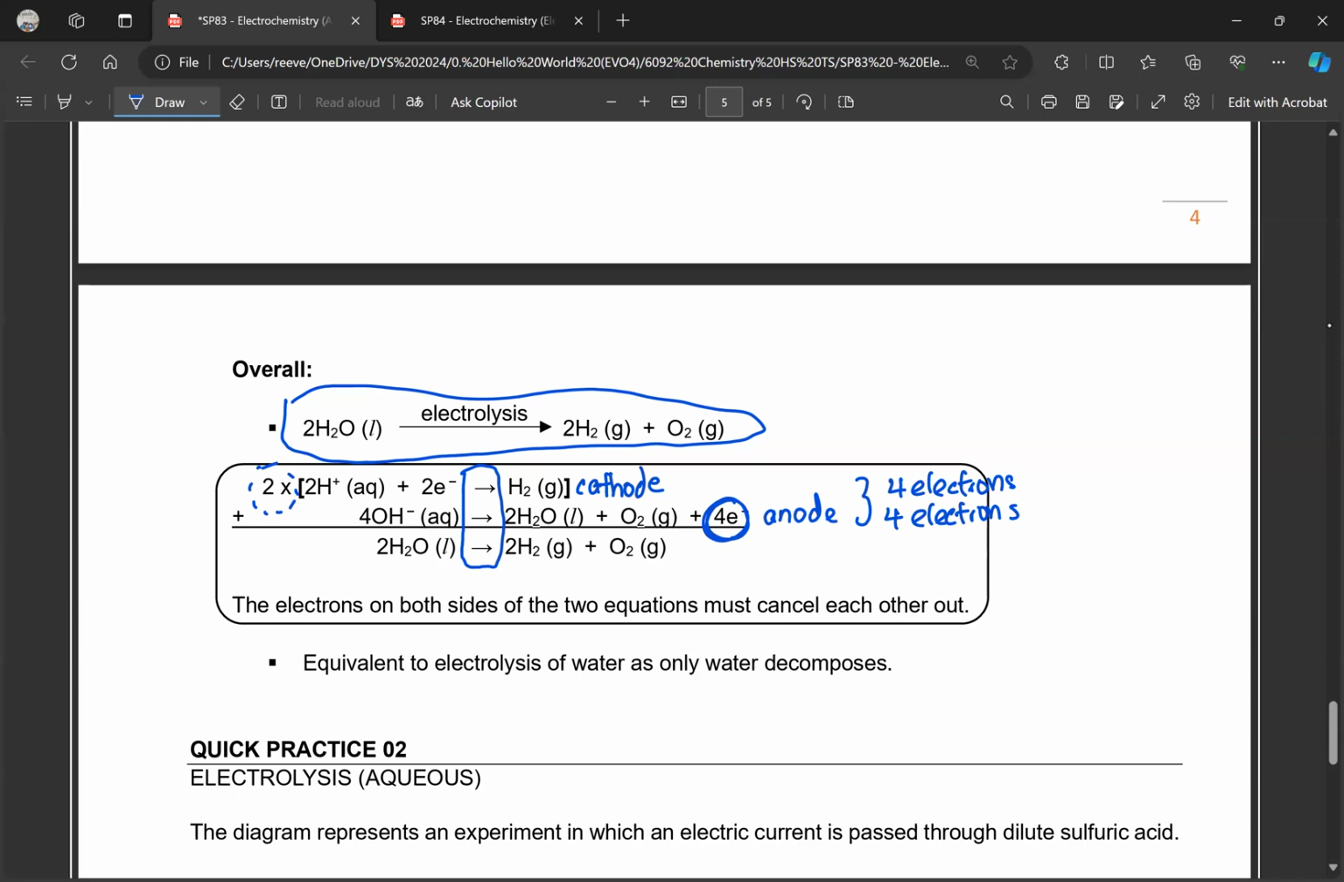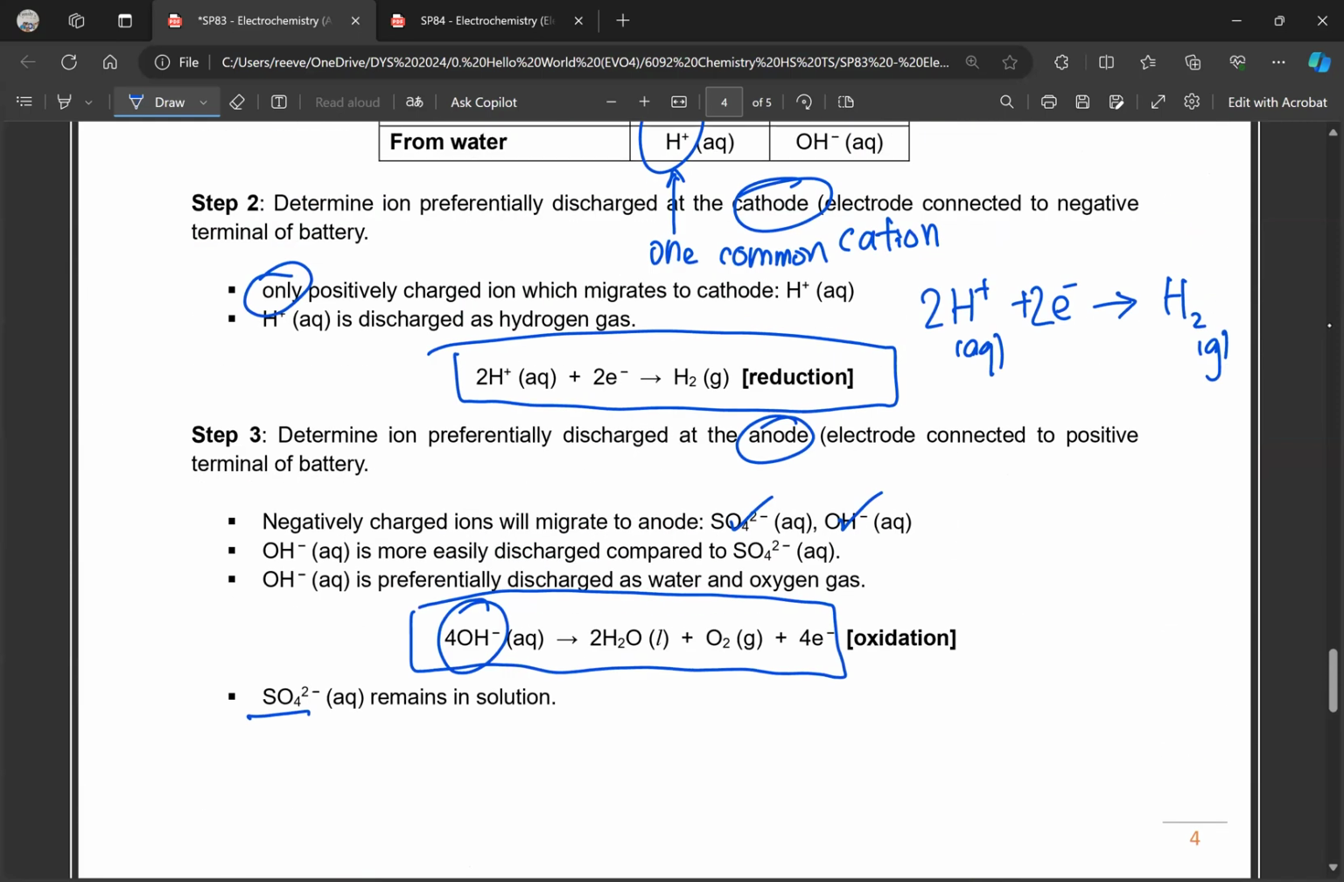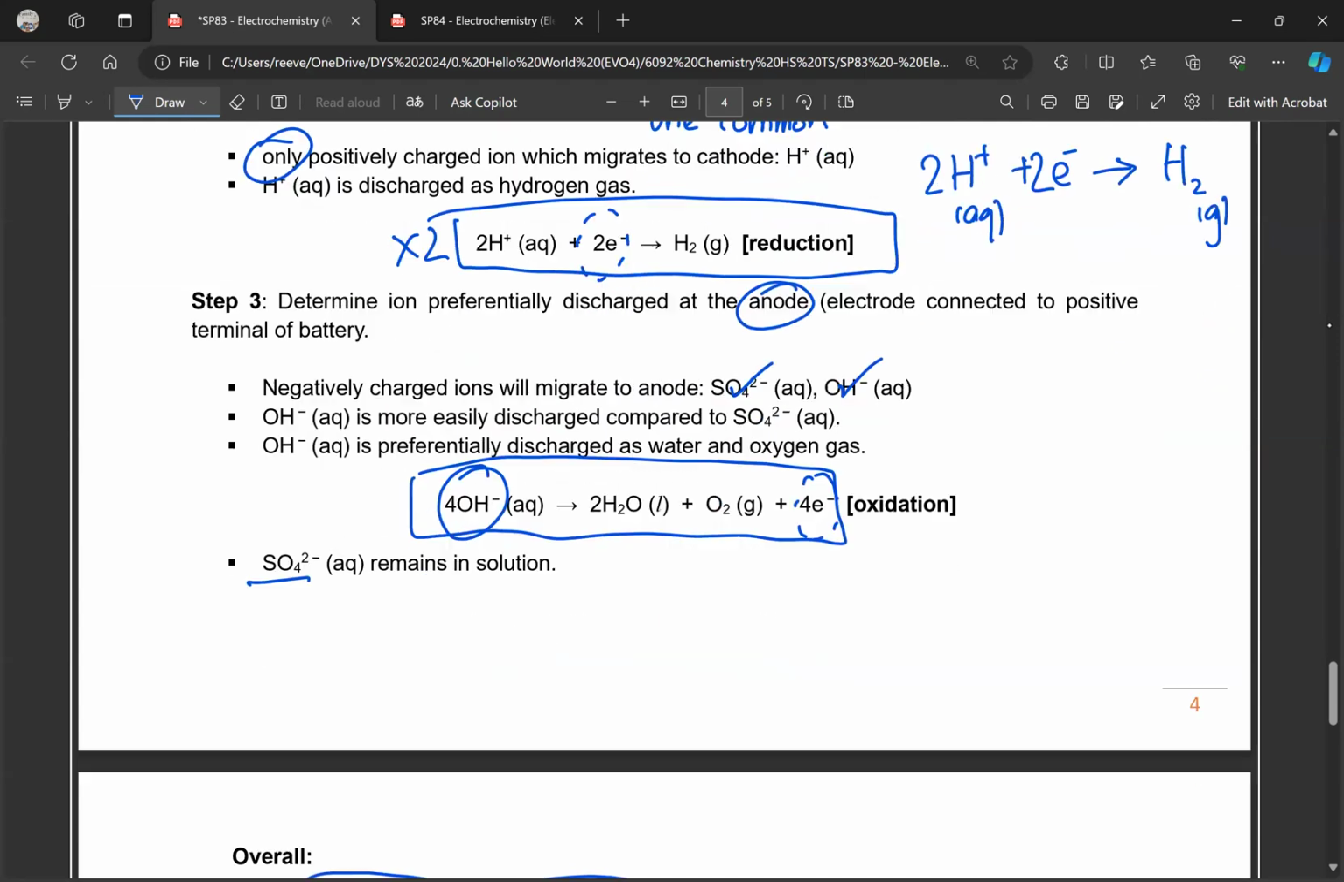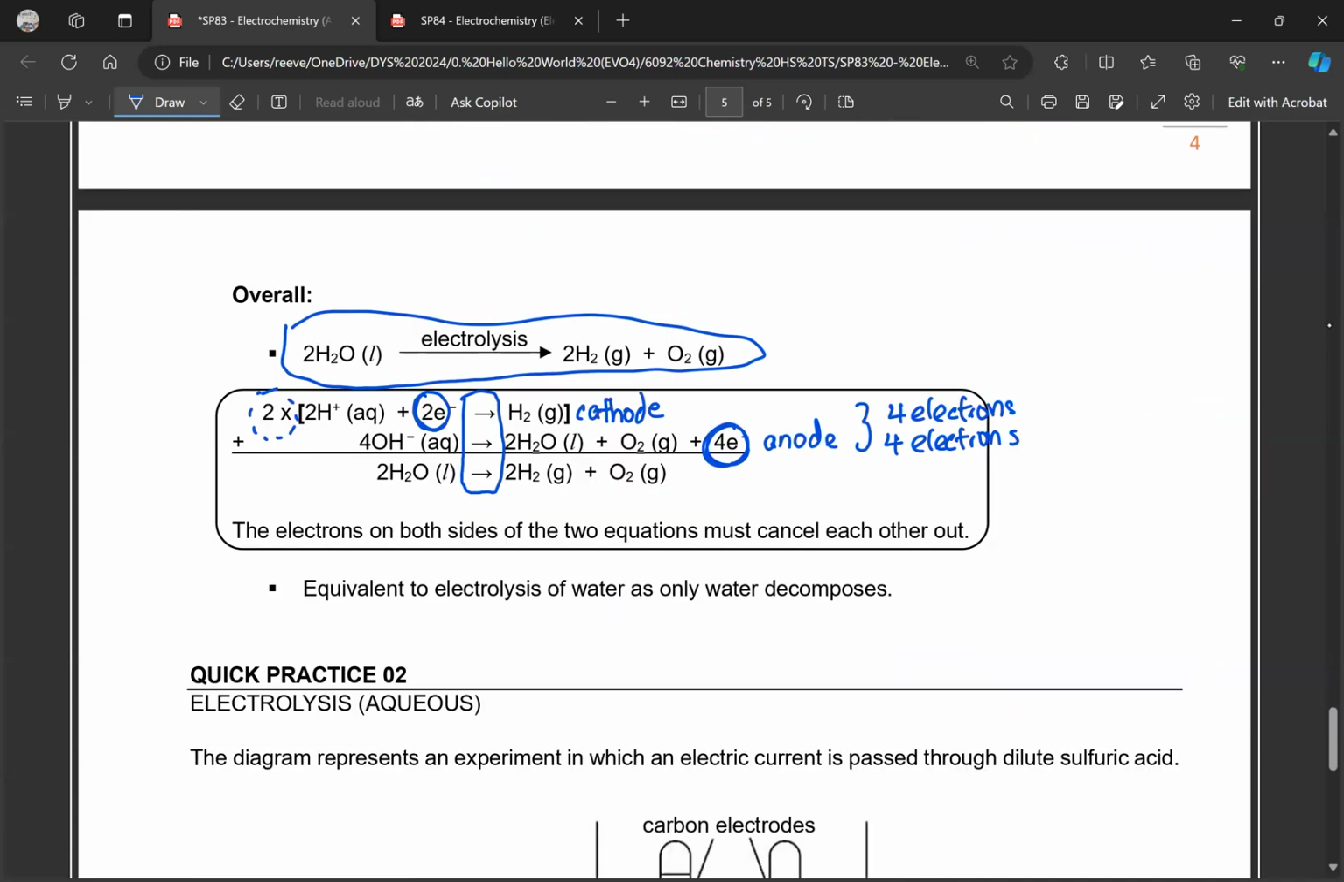This one got 2 only, so cannot. I must times 2. So the equation from the cathode must be times 2, because this one only has 2 electrons, whereas this one has 4 electrons. So the electrons cannot disappear. So I times 2 to the entire cathode equation. Then you go and do your math. The 4 electrons and the 4 electrons cancel. Then the oxygen becomes the oxygen here.